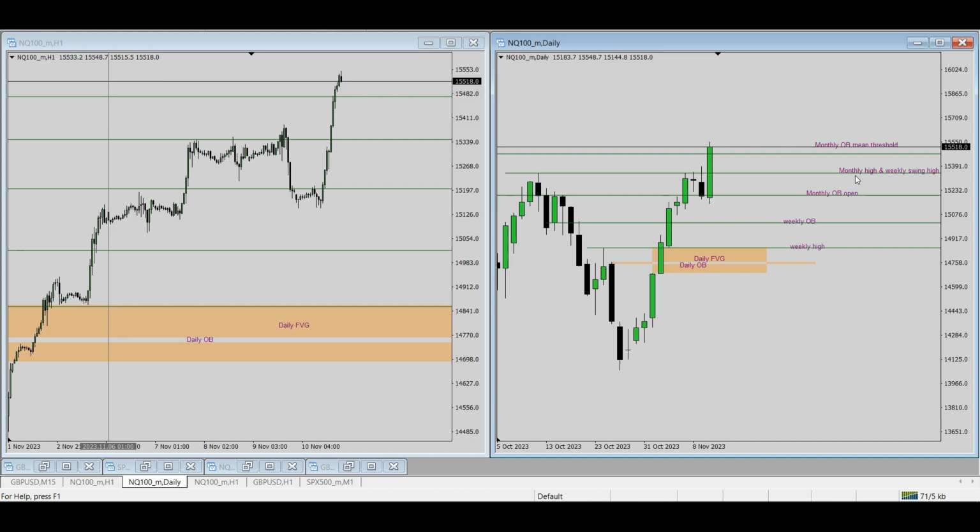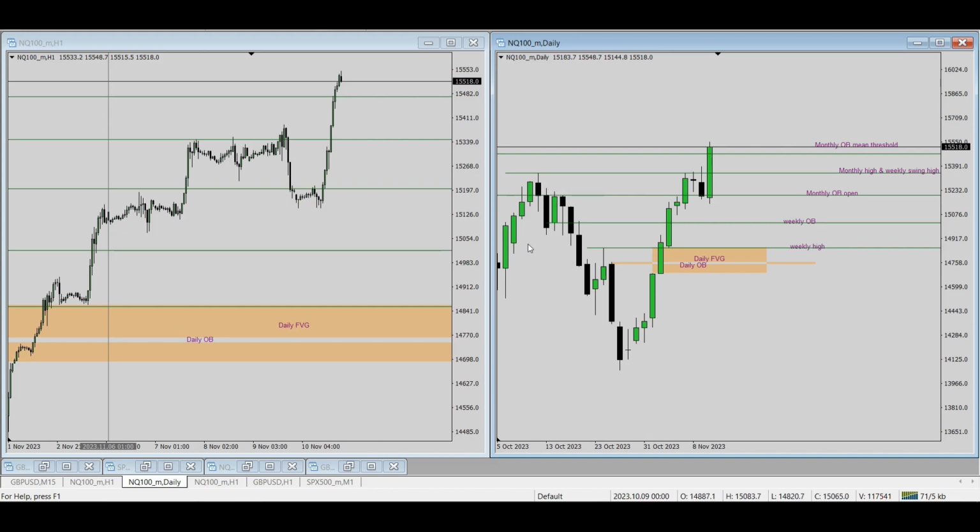But because we just started a new month, I had to include the monthly time frame PDRs. So that's why we have these particular areas from the monthly outlined right here. And you can see how this monthly high and weekly swing high overlap at this particular area. So that's very significant to the analysis.